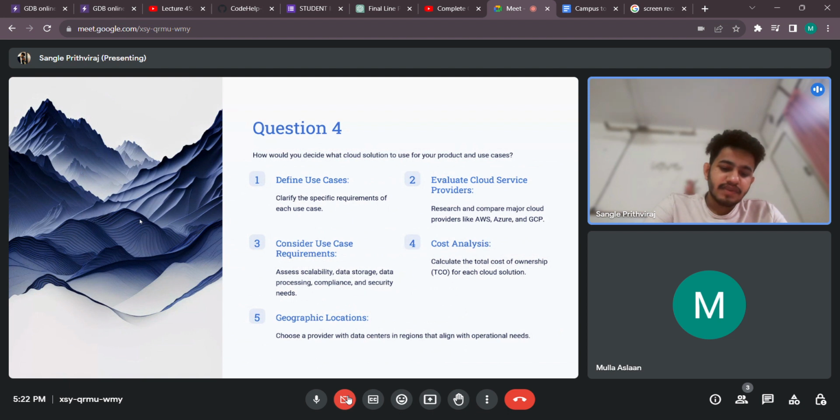Financial considerations come into play as well. We engage in a comprehensive cost analysis, calculating the total cost of ownership, that is TCO, for each cloud solution. This exercise helps us gauge the overall expense, making our decision economically informed.